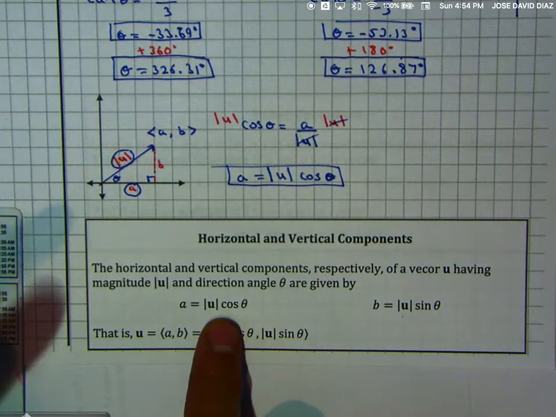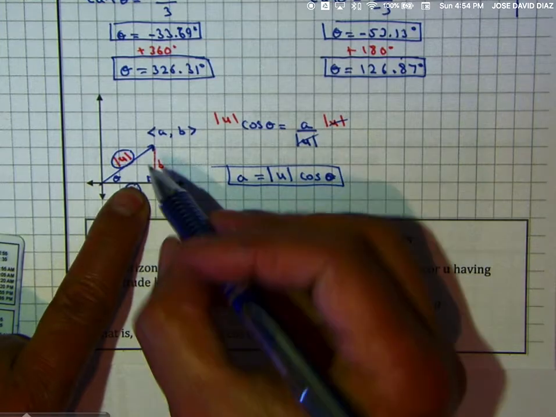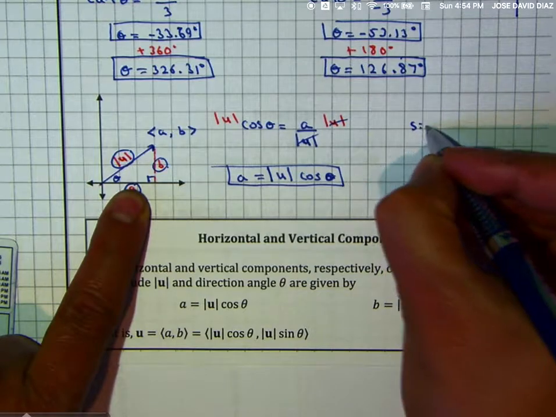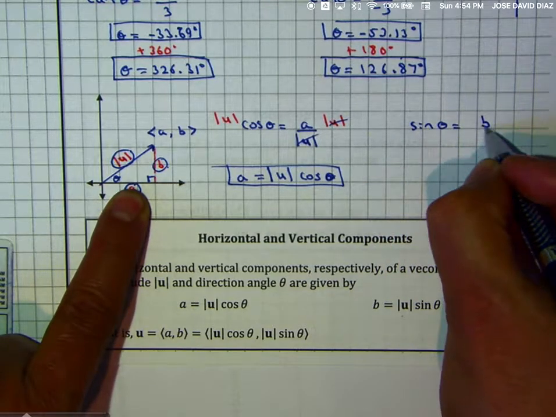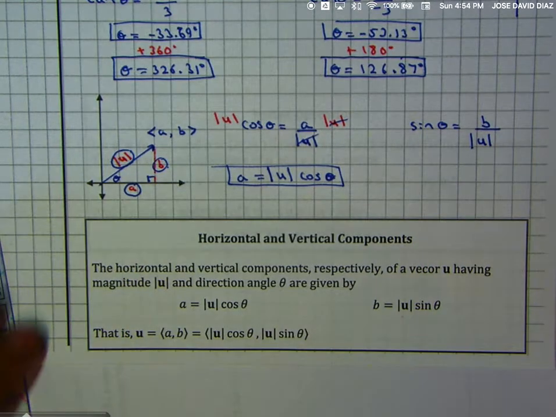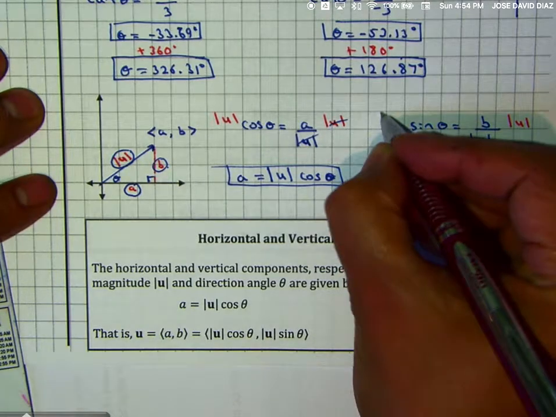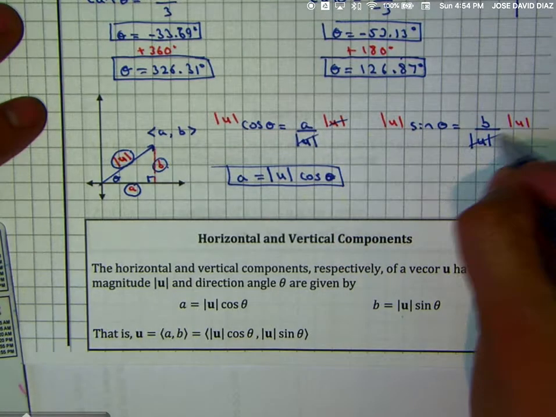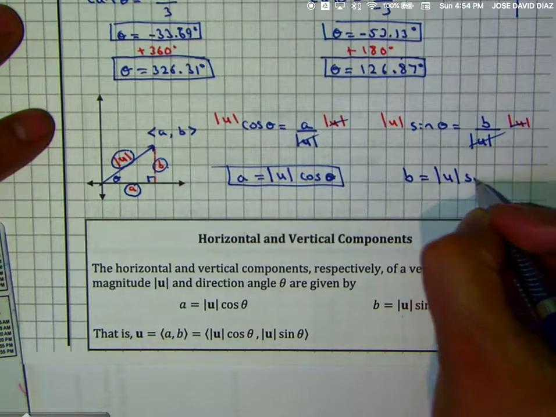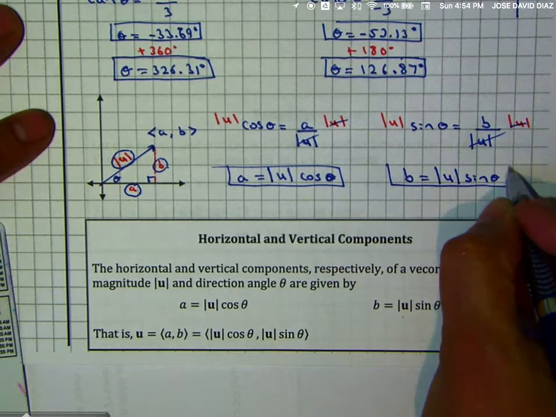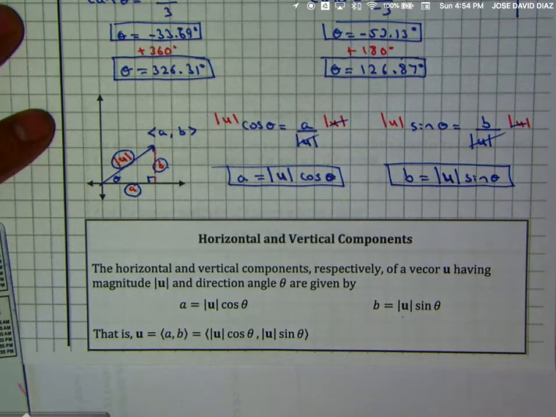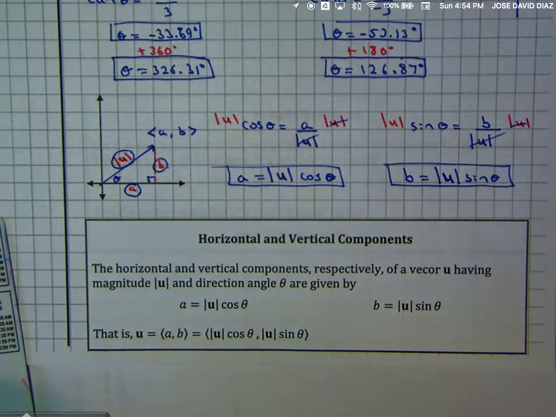And now if we're doing the same thing but now with B, for your angle, this is your opposite over hypotenuse, so it'll be the sine of theta equals B over your hypotenuse, which is your magnitude, multiplied by the magnitude on both sides. That will cancel. So therefore B equals the magnitude times the sine of the angle. And this should be in bold. And that's what gives you your second formula. So these are two equations that you have to memorize for your test.